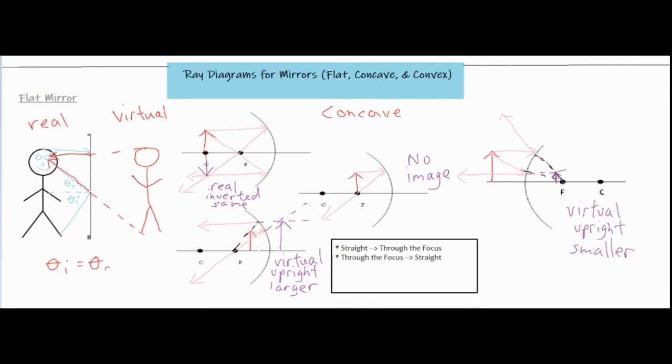If the light rays do actually start converging on each other, then you have a real image. And if they don't converge on each other, then you dot them back to see if you have a virtual image on the other side. So I hope that was helpful in helping you understand mirrors.